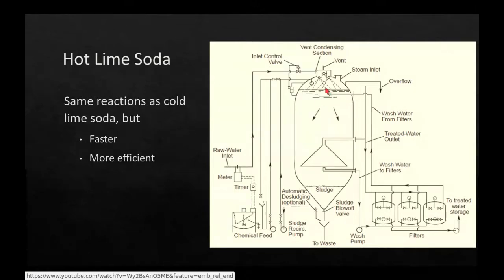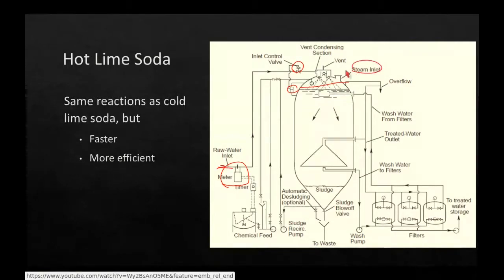Here's some interesting things about this particular drawing. First of all, it shows the meter at the raw water inlet. And of course, that meter is going to operate the chemical feed. What else have we got going on here? We've got a particular level in there. And so we've got a level control that controls the amount of influent.